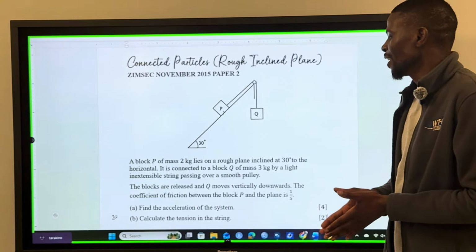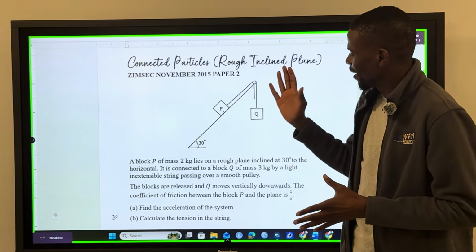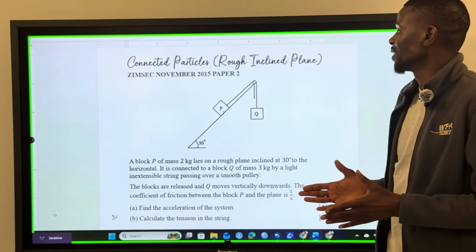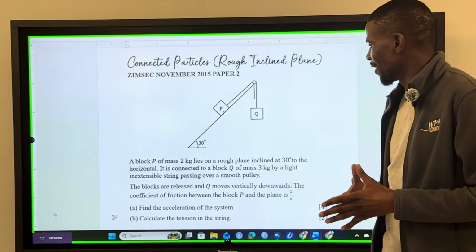Then finally, you need to always remember that friction opposes the motion. It's not always down the plane. It depends on the direction.